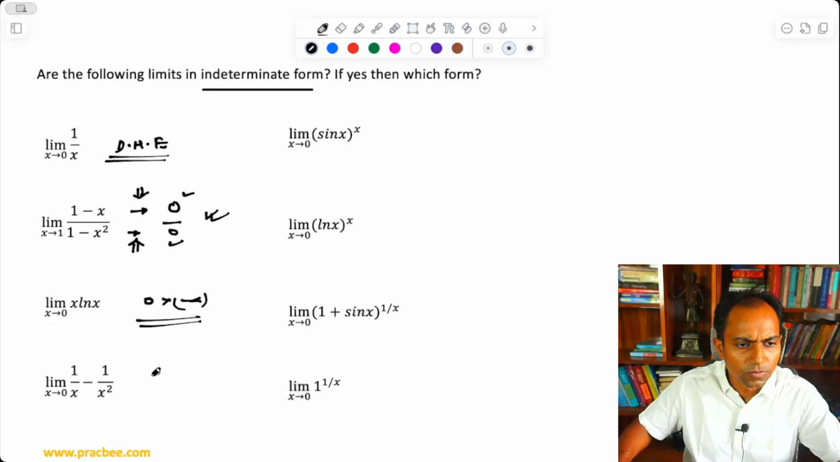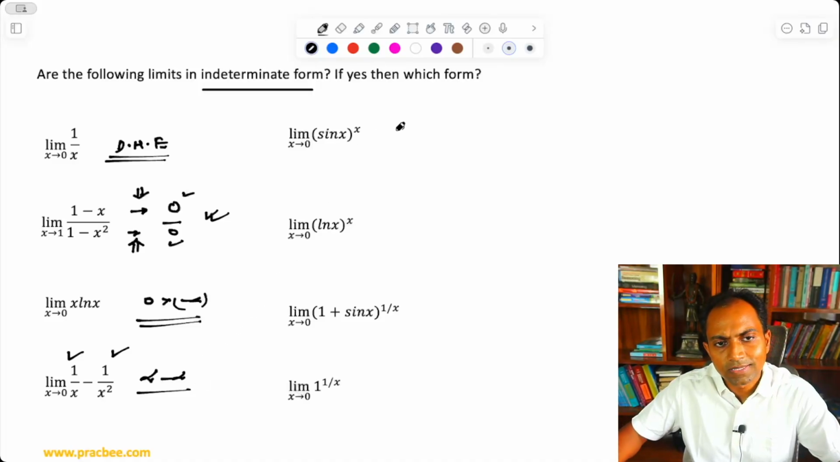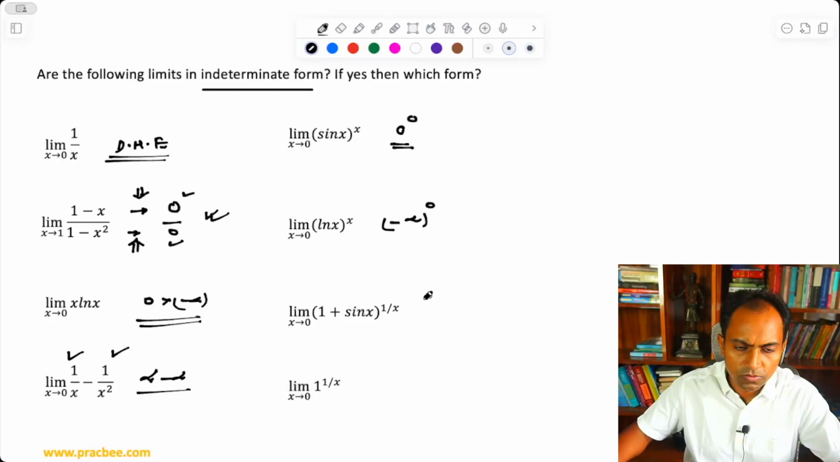The next one would be infinity minus infinity. If you put 0, this becomes infinity, 0, infinity. In this case, if you put the limit, 0 raised to the power 0 form. In this case, minus infinity raised to the power 0, infinity raised to the power 0. In this case, if you put, it becomes 1. This will tend towards 0. So this is 1 raised to the power infinity.